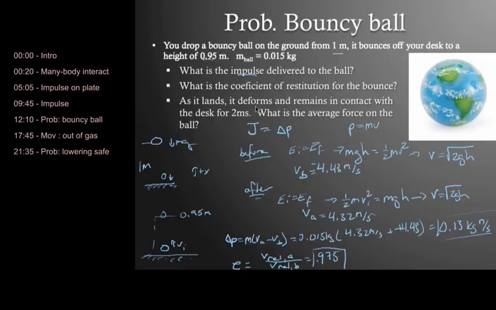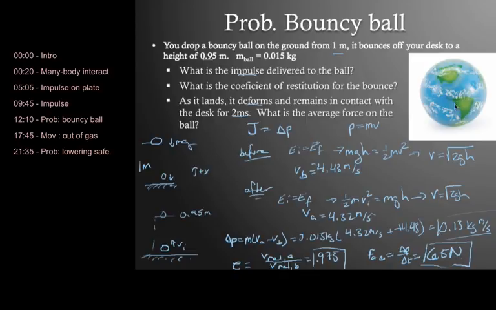And now I know that it deforms and remains in contact with my desk for 2 milliseconds. So what is the average force on the ball during that time? So basically, F average is equal to delta P over delta t. So what I'm doing is I'm sticking this, my impulse delivered to the ball from my desk, in this 2 milliseconds. What I'm going to get is 65 newtons of force. So my desk had to give an average force of 65 newtons.